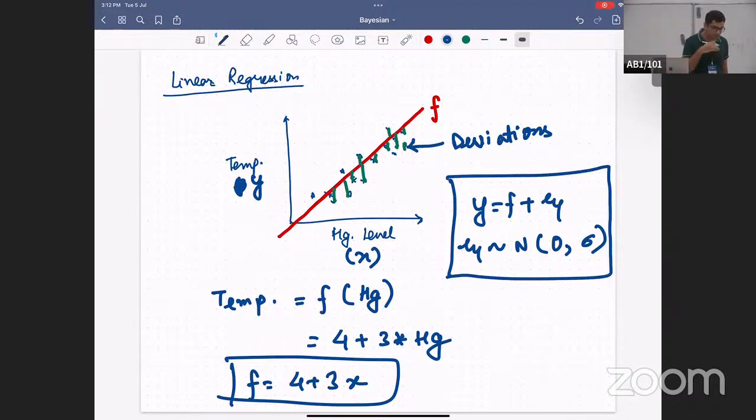So we also call this process a generative process. Does anyone know why? You want to answer? Why do you think this is a generative process?